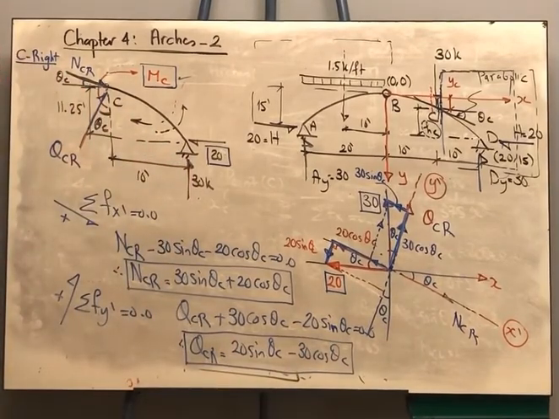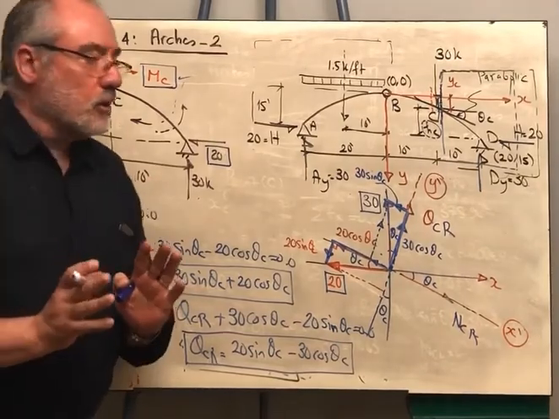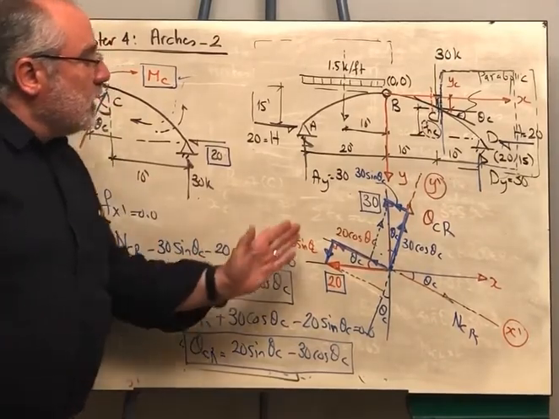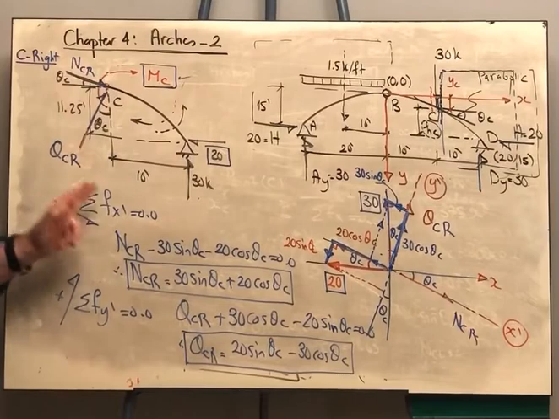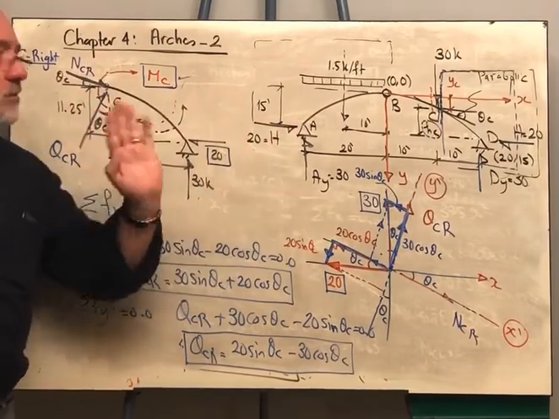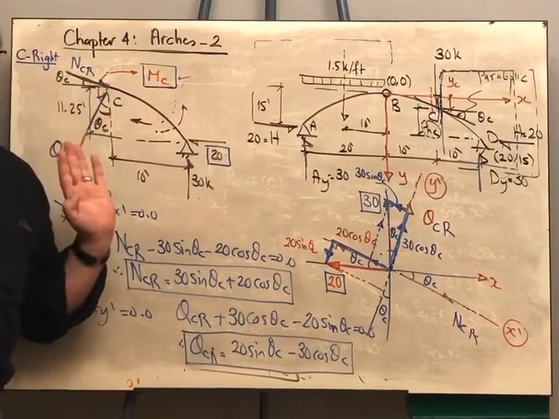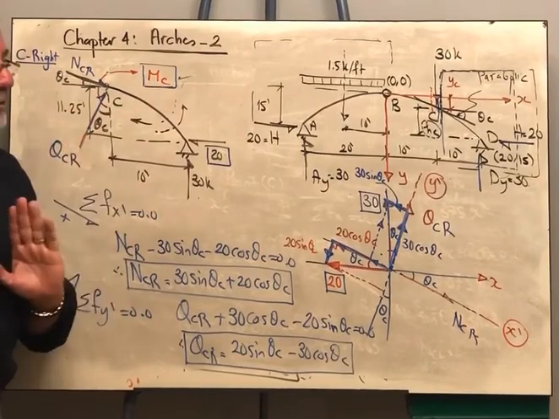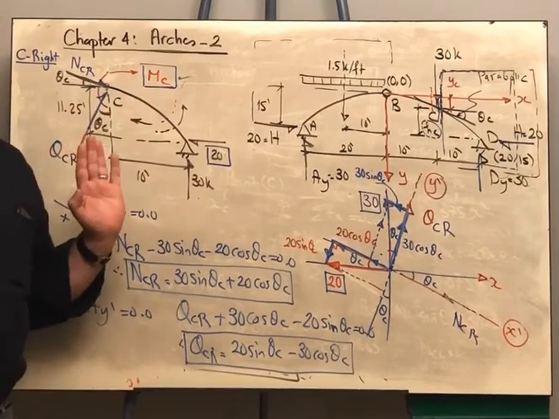Therefore, again, if you are not comfortable with this method, you can simply consider this diagram, take sigma Fx equal to 0, sigma Fy equal to 0, and the summation of moments about point C equal to 0, and determine the internal forces.